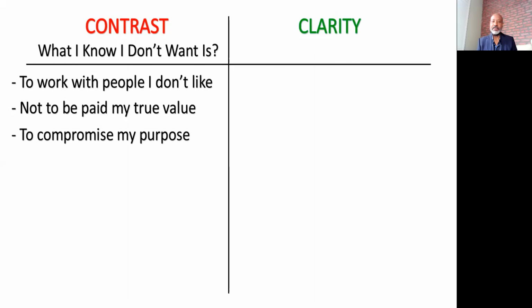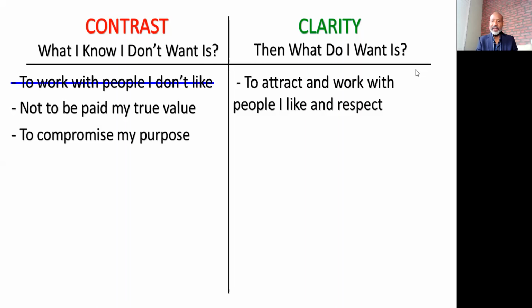So now we have to use the clarity. So on the right-hand side, we have another question. And the question is, then what do I want? And that's the question that we really want to focus on. Then what do I want? And we actually put on the end is. Is present time, right now. So this is the way it works. We're going to ask ourselves the complete question. What I know I don't want is to work with people I don't like. Then what do I want is to attract and work with people I like and respect.